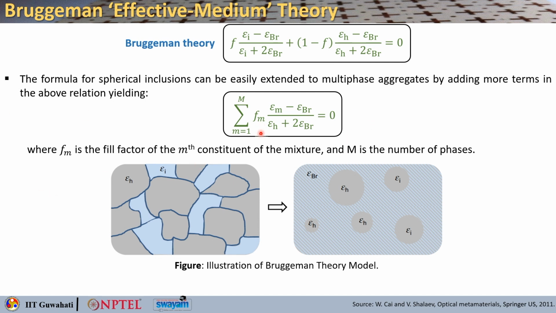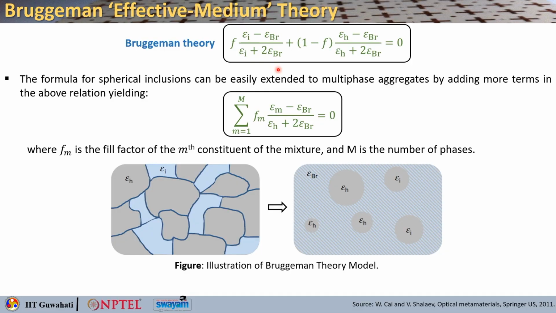So, as I have already told, f_m is basically the fill factor of the mth constituent of the mixture, and capital M is the total number of phases, right. So, this tells you the effective permittivity that you can get from the Bruggeman theory. Okay. Now, let us look into some important limitations of Maxwell-Garnett theory and the other one.